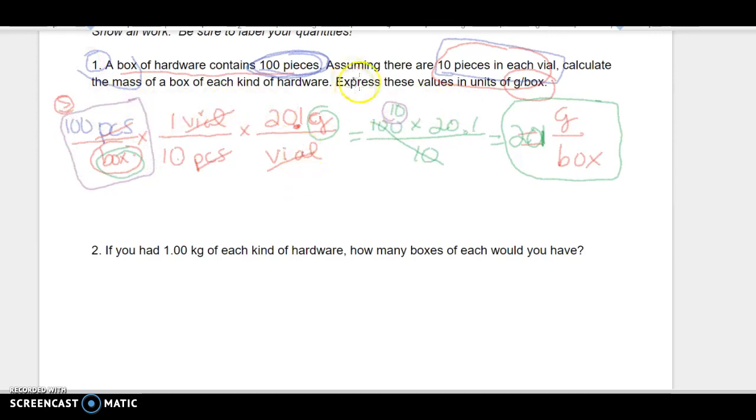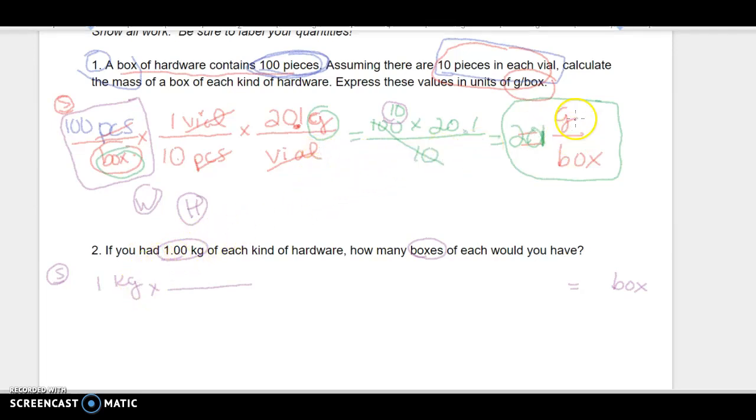Okay, so let's look at number 2. And then you got to go through and do washers and hex nuts. All right, so number 2, if you had 1 kilogram of each kind of hardware, how many boxes would you have? Okay, so let's do the screws again. So I'm starting with 1 kilogram, that's the given. Okay, times, I have to convert this to something else because eventually by the end I want to have boxes.